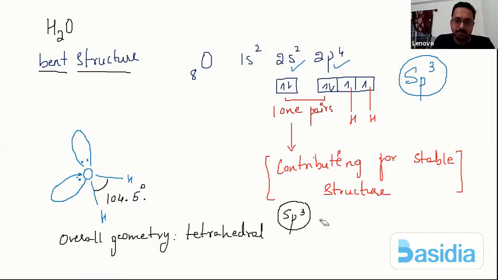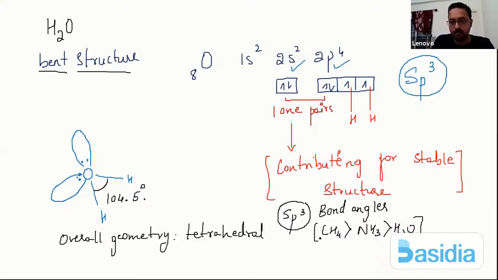So what do I understand is, with respect to sp3 hybridization, when we take the CH4, NH3 and H2O species, I'm speaking about the bond angles. CH4 has the largest bond angle, then comes NH3, and the last one is H2O. It's a very important thing, so only I'm giving it to you. 109, 107, 104. So this is the decreasing order of the bond angle.